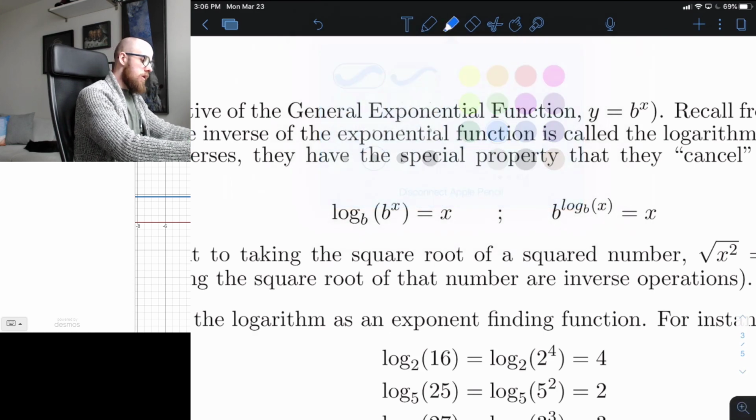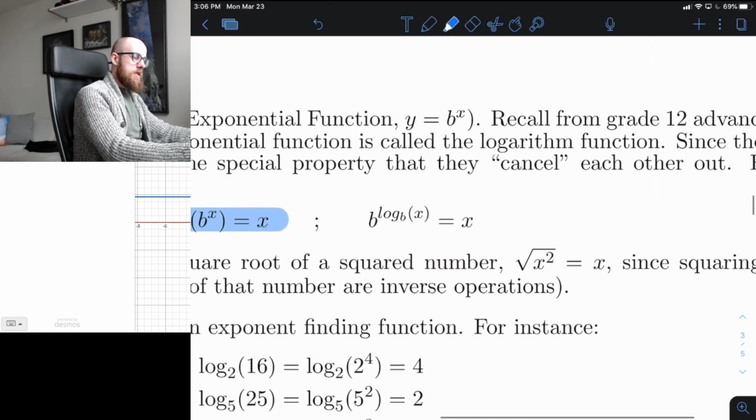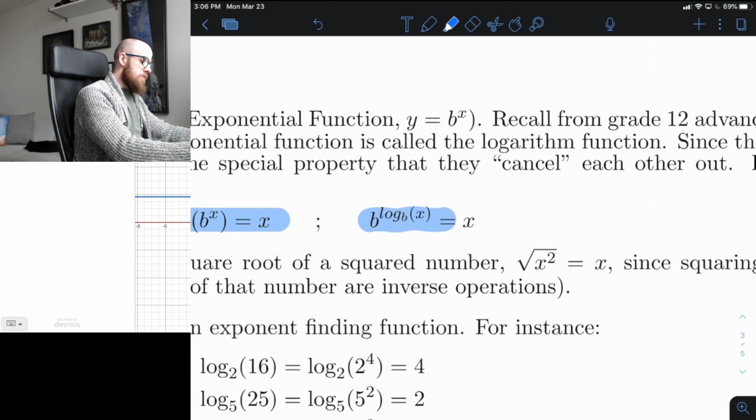All right, so here we can see that if we take the log of an exponential, so log base b of b to the x, we just get the exponent back. Or if we do the opposite, if we take the exponent of a logarithm, then again, we just get that value of x back.